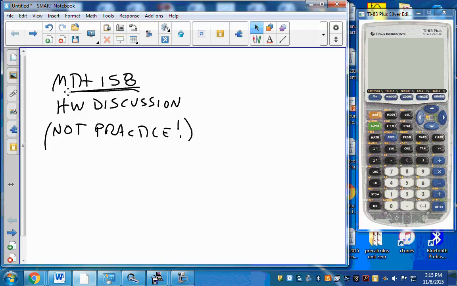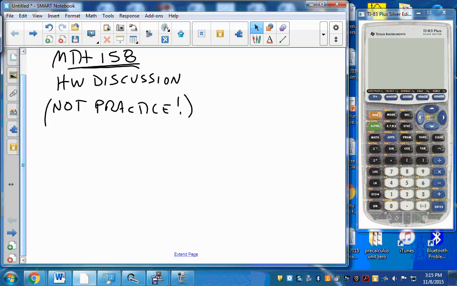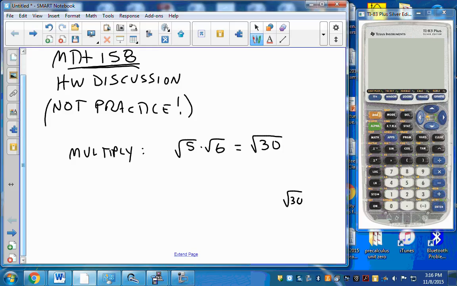Okay, so I've got my calculator handy, and I've got my textbook, and I'm looking at problems. The first problem in 8.3 says to multiply, and the radicals are root 5 times root 6. The property here is you're just multiplying the radicands, so that's root 30. Just as a reality check, root 30 falls between root 25 and root 36. We know the square root of 25 is 5, and the square root of 36 is 6. So we're going to say this is about 5.5.